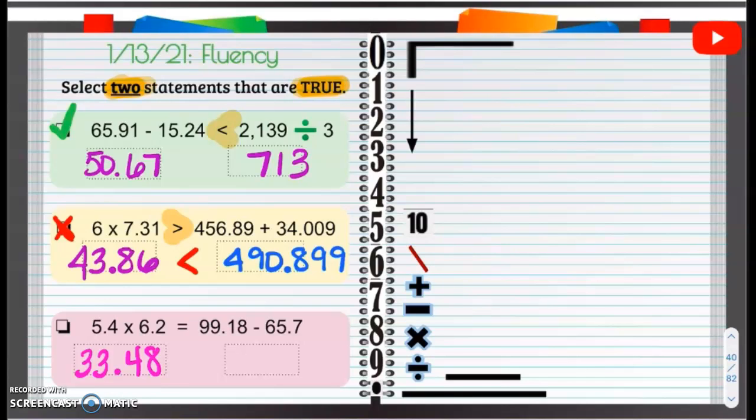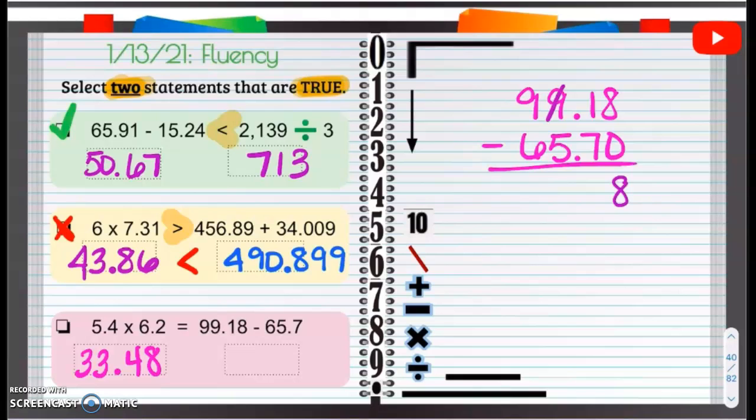And then last but not least, when we subtract, we do have to line up our decimals. 99 and 18 hundredths minus 65 and 7 tenths. We can put a placeholder 0 there. 7 tenths is our 70 hundredths. Now we can subtract. 8 minus 0 is 8. 1 minus 7 we can't do, so that 9 becomes an 8 to make this 1 an 11. 11 minus 7 is 4. Drop that decimal like it's hot. 8 minus 5 is 3. 9 minus 6 is also 3. So we get 33 and 48 hundredths.